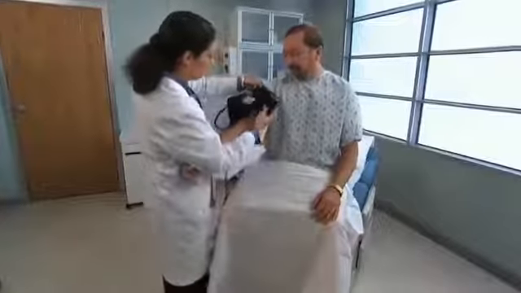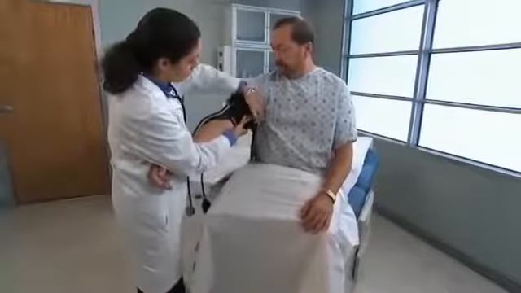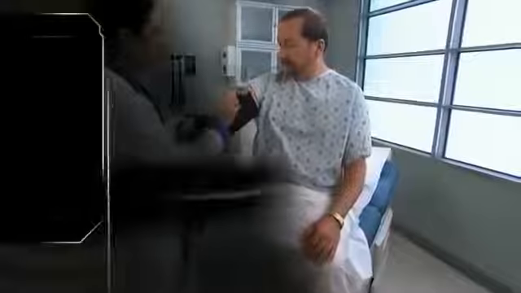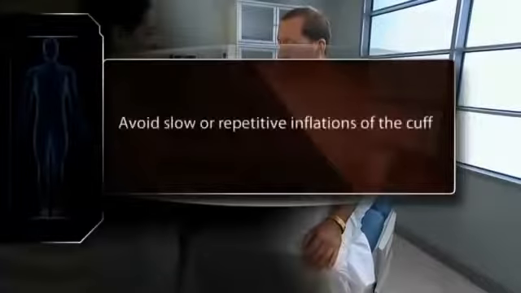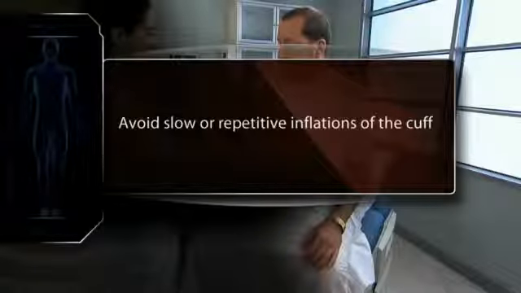Wait 2 or more minutes and repeat the entire sequence. Average your readings. If the first 2 readings differ by more than 5 millimeters of mercury, take additional readings. Avoid slow or repetitive inflations of the cuff because the resulting venous congestion can cause false readings.